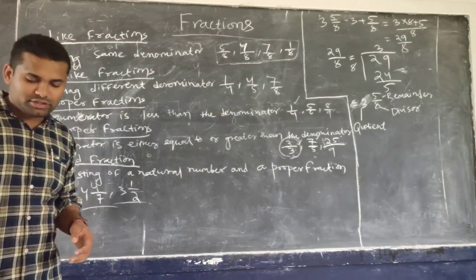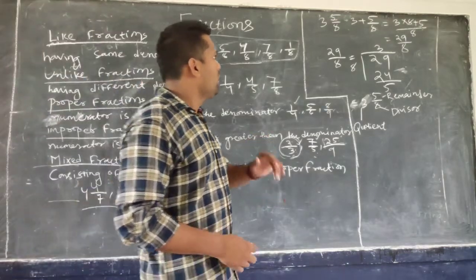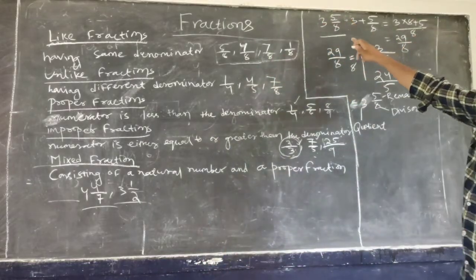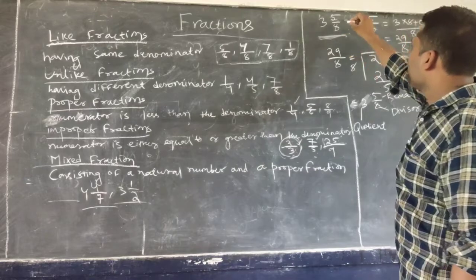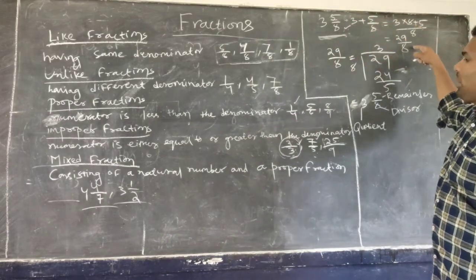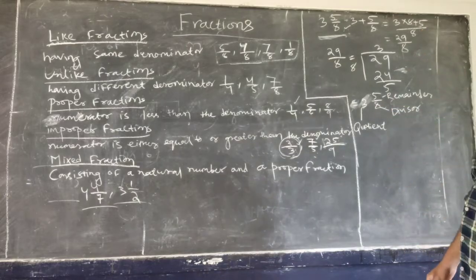So, converting a mixed fraction into an improper fraction. Let's take the example of 3 whole 5 by 8. In 3 whole 5 by 8, this one is a mixed fraction. We convert this mixed fraction to an improper fraction. How will we convert this one?